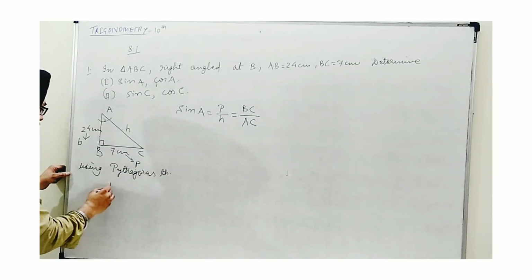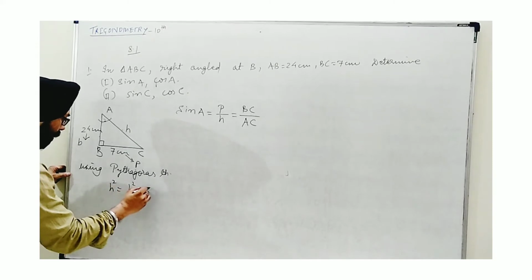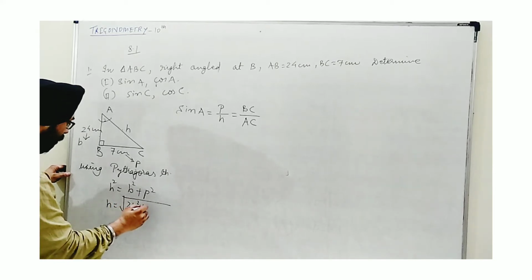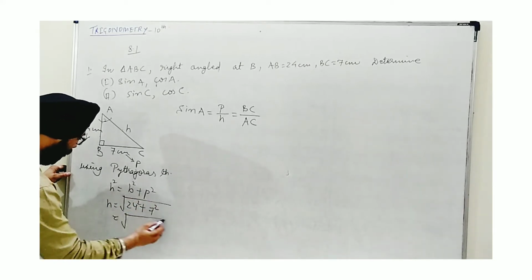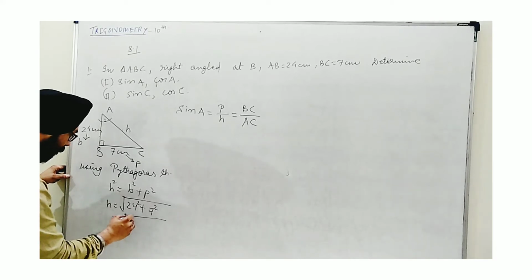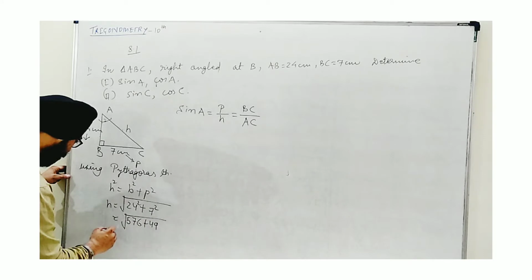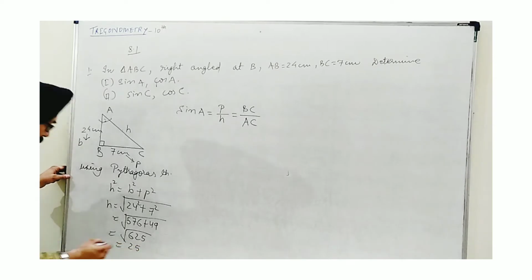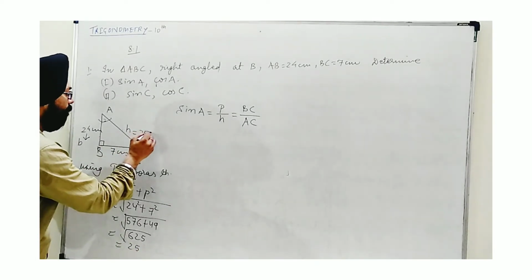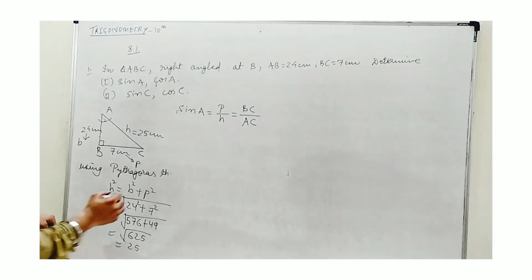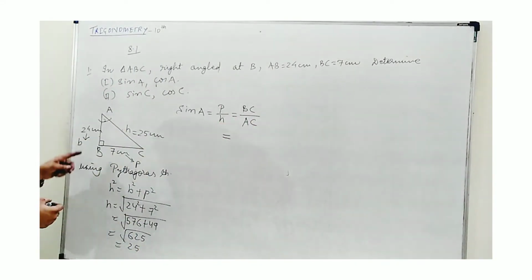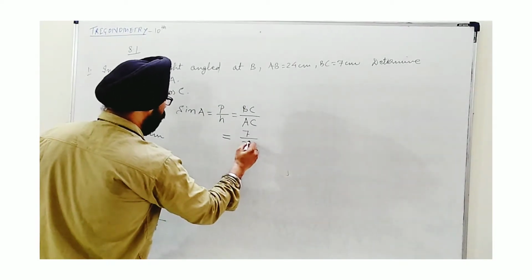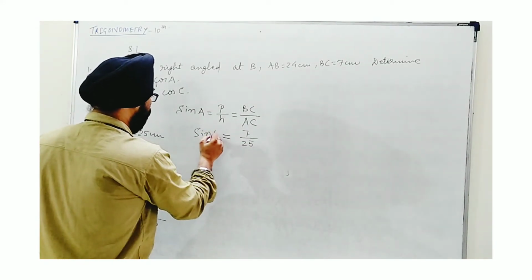Using the Pythagoras theorem, h square is equal to b square plus p square. So h will be equal to under root of b square, which is 24 square, plus p square, which is 7 square. We simplify: 576 plus 49 is 625, root of which finally gives 25. So in the given situation, the hypotenuse is 25 centimeter. Now BC is 7 and AC is 25, so sine of A comes to be 7 upon 25.